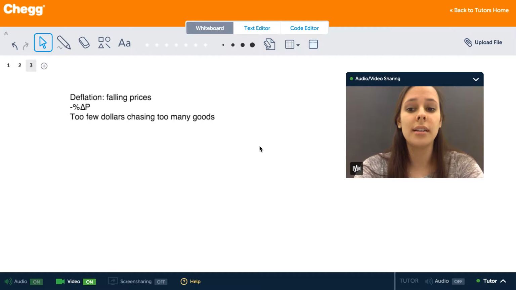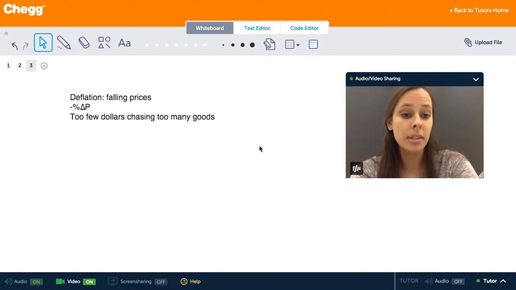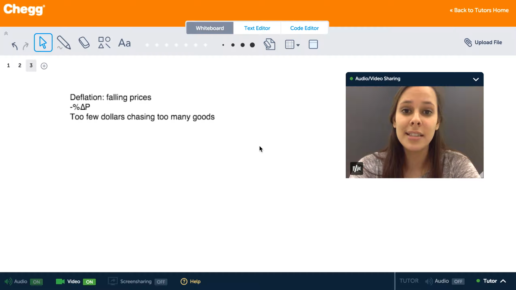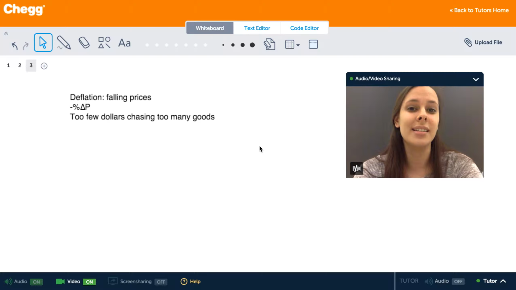Today we'll be discussing the concept of deflation. Now, deflation in definition means falling prices. In other words, if we look at the percentage change in prices, which we abbreviate with the letter P, that percentage change must be negative. Another way of saying this, if you know calculus, is that the derivative of the price level has to be negative.